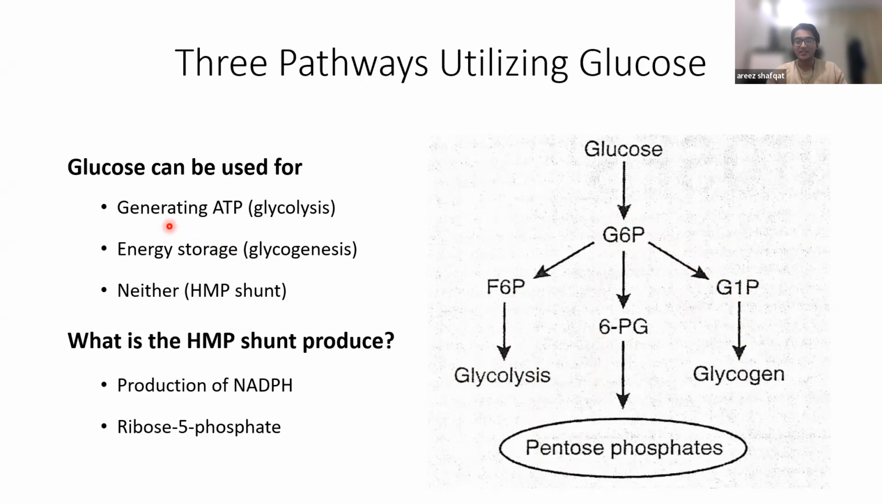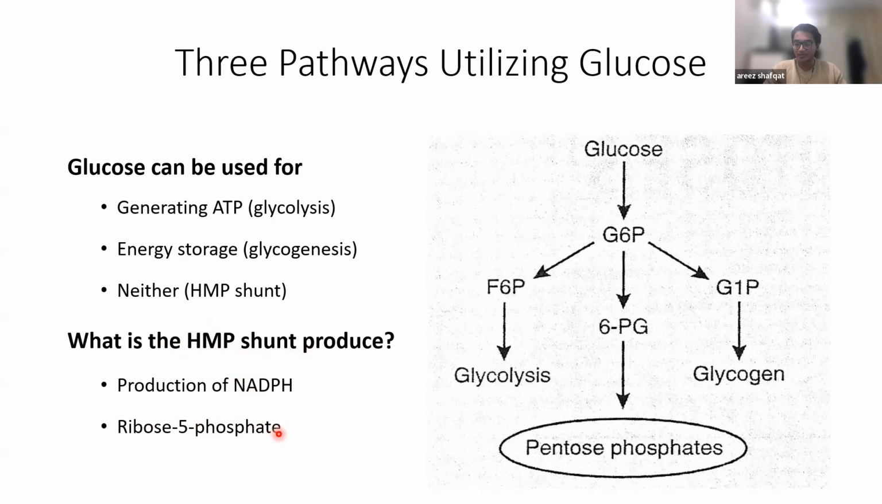Now, as I said, glycolysis is used for generating ATP. Glycogenesis or glycogen synthesis is used for energy storage. The HMP shunt is used for neither. So this is the answer to the SAQ which we had, which is what does the HMP shunt produce? You should know two things. The first thing is it produces NADPH, which has different functions. The second thing it produces is something called ribose 5-phosphate.